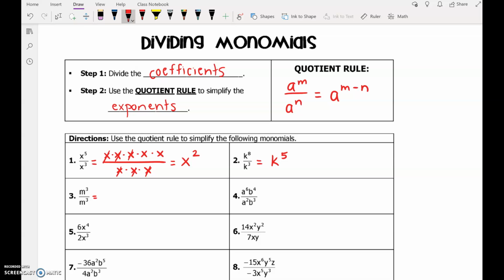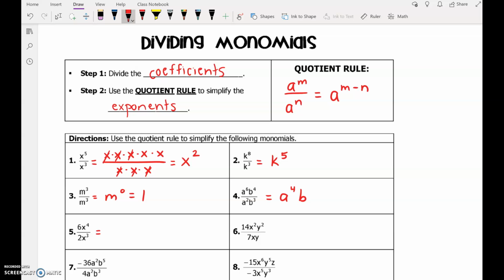Okay, in number 3, 3 minus 3, you should have m to the 0 power. Anything raised to the 0 power is something we'll touch on a little bit more as we go, but this actually will equal 1. In number 4, you have 6 minus 2, that would be a to the 4th, and 4 minus 3 would give you b to the 1st. You can write a 1 there, but typically that is not shown. You just leave the letter all alone without the 1 written.